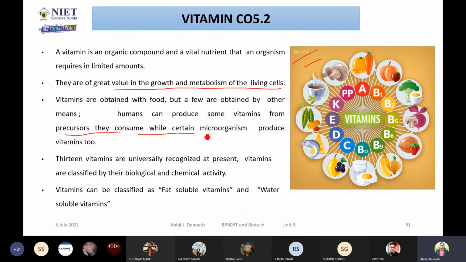They consume, and certain microorganisms also produce vitamins. So can you tell me the name of a vitamin that is synthesized in our skin from the sun rays? हमारे स्किन में जो है एक विटामिन बी सिंथेसिस होती है. D. D3. या वेरी गुड विटामिन डी.